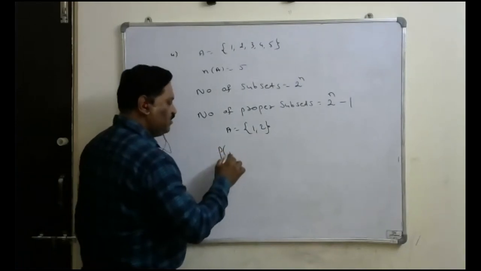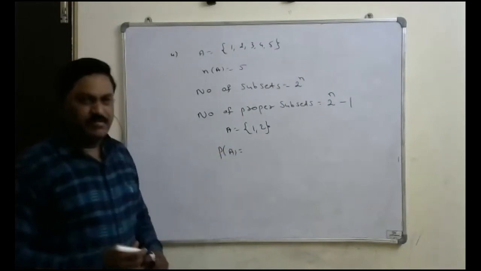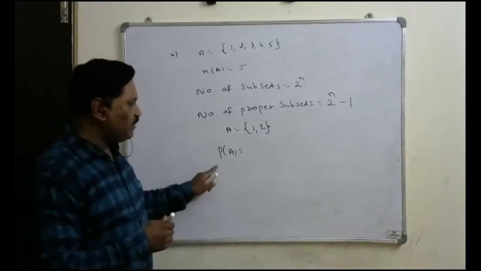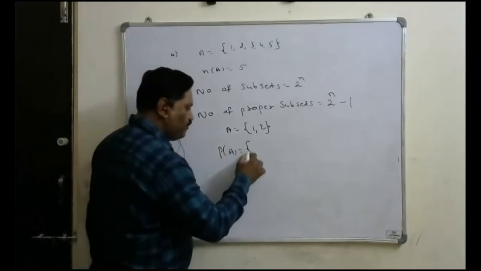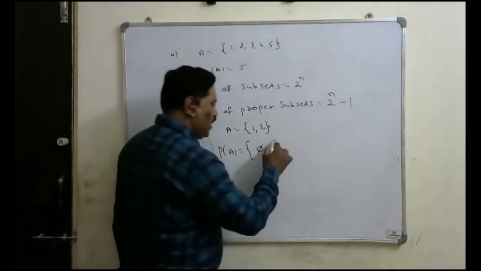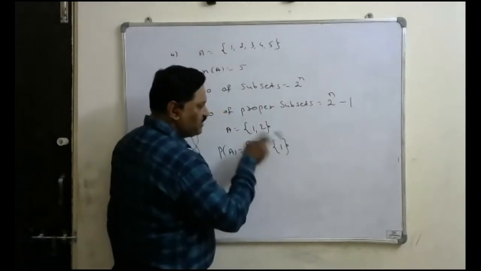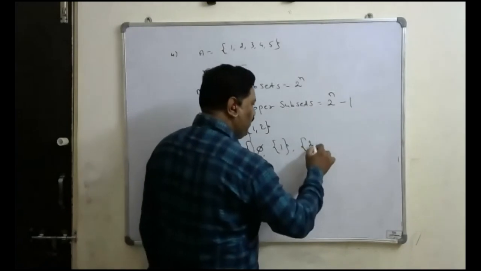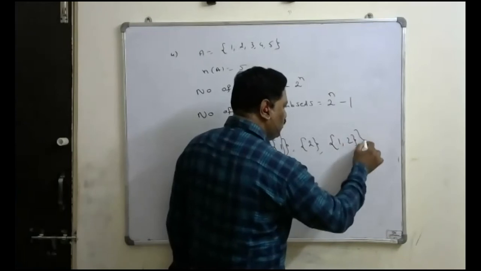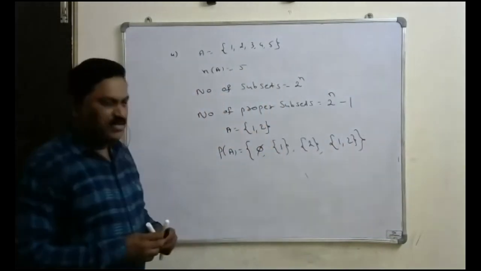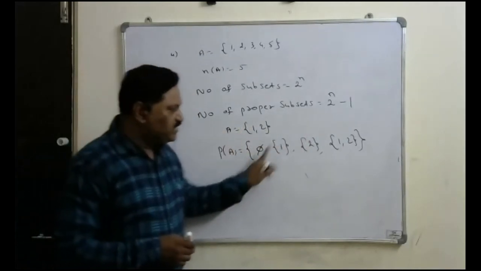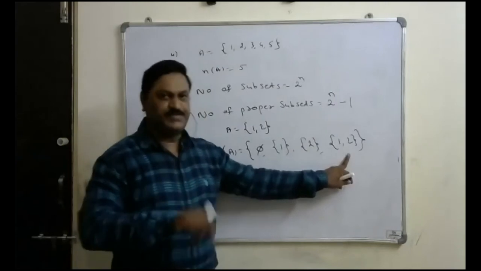Then the power set is nothing but the set of all the subsets. That power set represents P of A. The empty set is a subset of every set. If I take only one element, this will be a subset. If I take the element 2, this is also a subset. And if I take 1, 2, this is also a subset of that. It means we have 4 subsets for this, right? In that, the empty set and the set itself are also subsets.